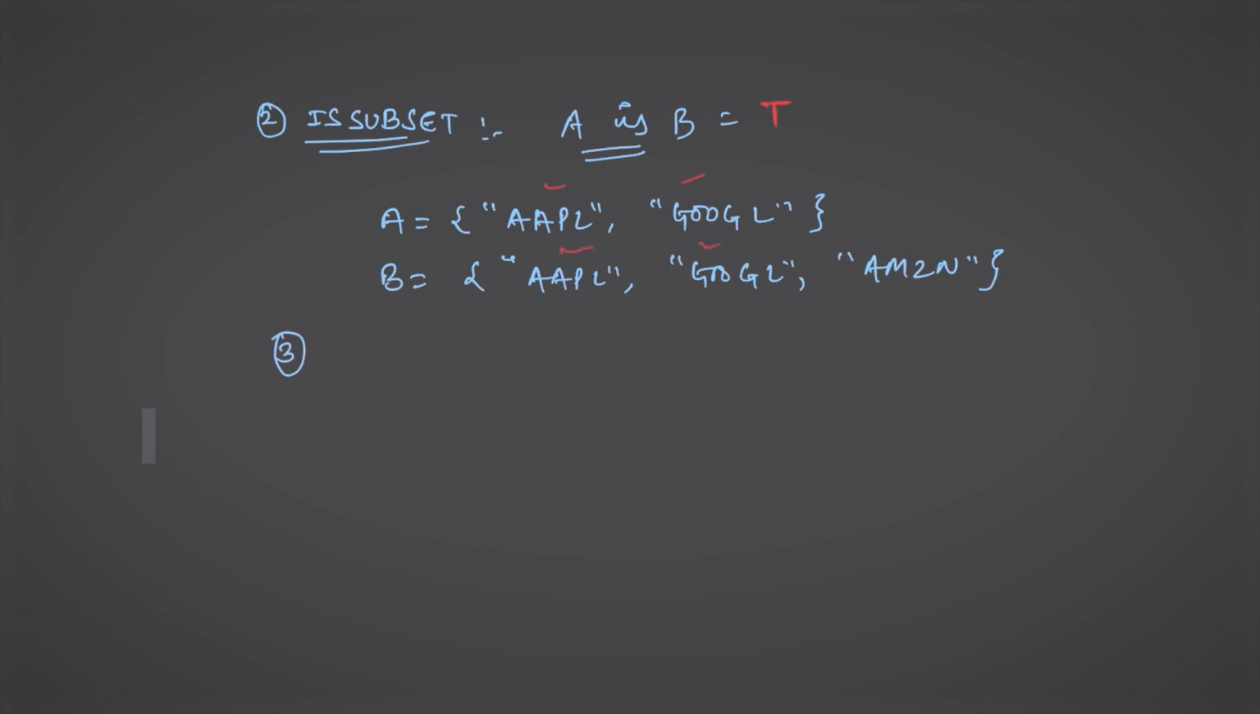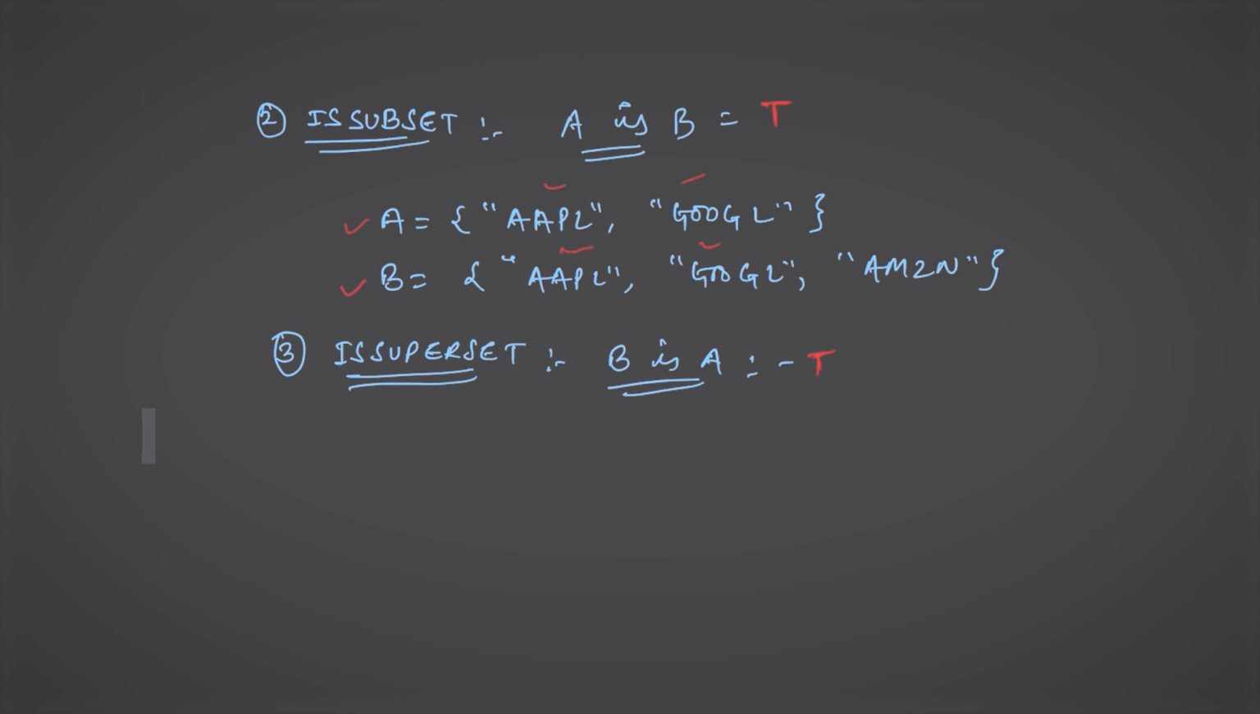Next we have superset. So if we have a question is superset, similarly, if someone asks B is superset of A, then we can say true. Why? Because all the elements of A are existing in B, correct? So it's very easy. Yeah, we can say that B is the superset of A.